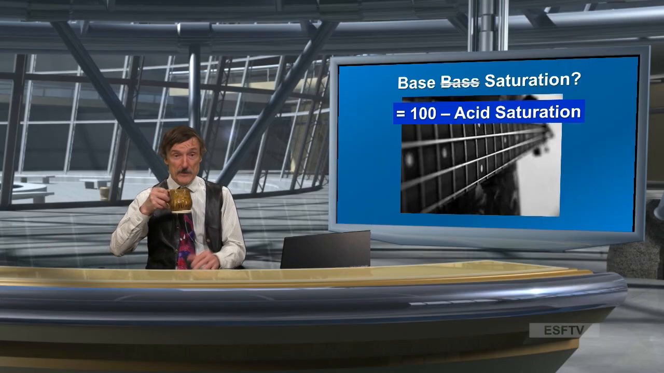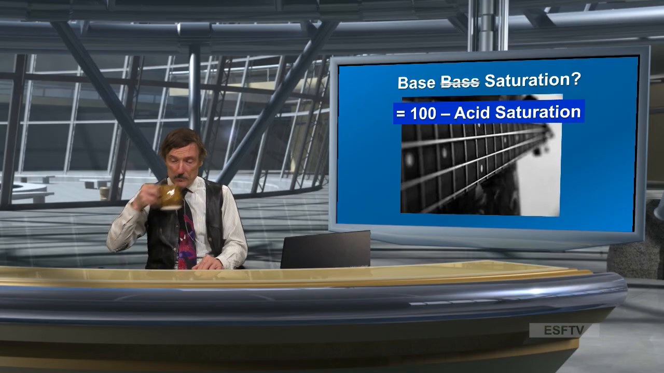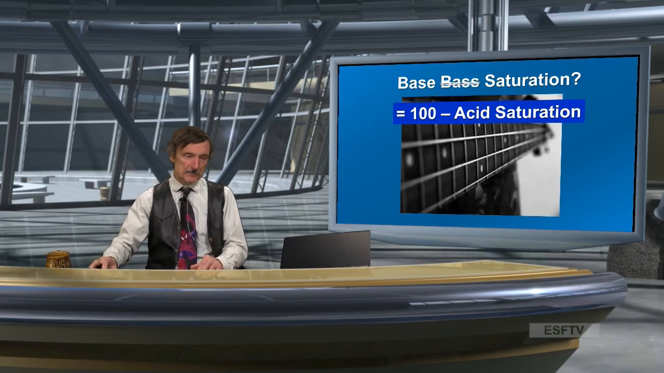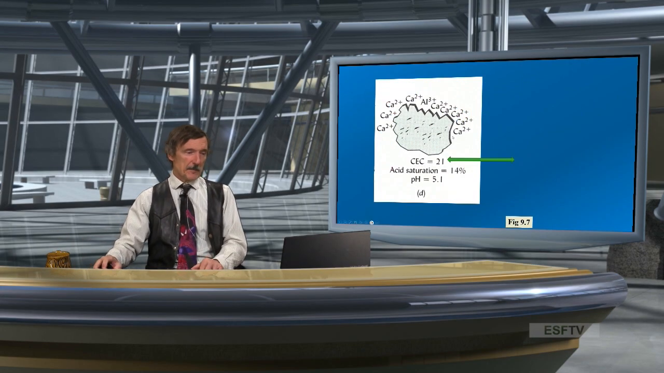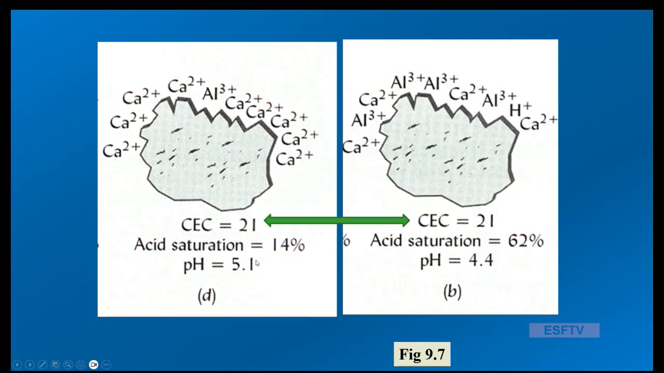Pretty straightforward. And you can see how that is, right? We have the total CEC, and you either have acid cations or base, non-acid cations, base cations. A picture. Here we have CEC of 21, an acid saturation of 14%. So you can see it's dominated by calcium and only 1 aluminum. So you run those numbers, and that's 14% acid saturation. The pH for this is 5.1.